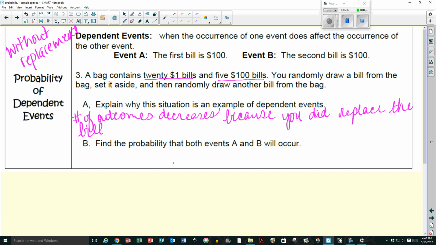All right, so find the probability that both events will occur. So I want to know the probability of A times the probability of B. Well, the probability of A. What is the probability that my first bill is 100? Well, there's 5 $100 bills in there, and there are 25 outcomes because there's 25 bills.